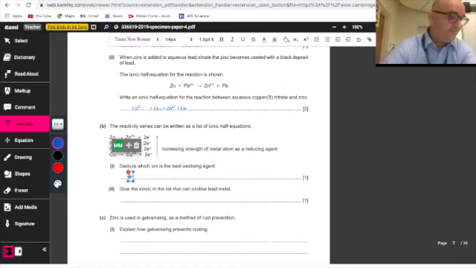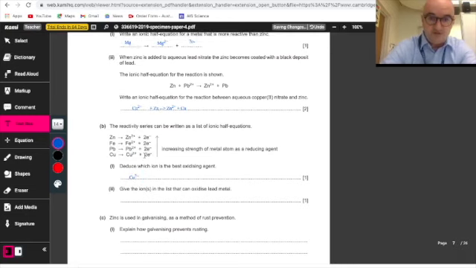Deduce which is the best oxidizing agent. So, which one is the best oxidizing? Well, this is the best reducing, the best oxidizing. It's going to be our copper, isn't it? Cu2+. But we'll accept copper as well. This is the best oxidizing. It's the best reducing. So this is the best oxidizing.